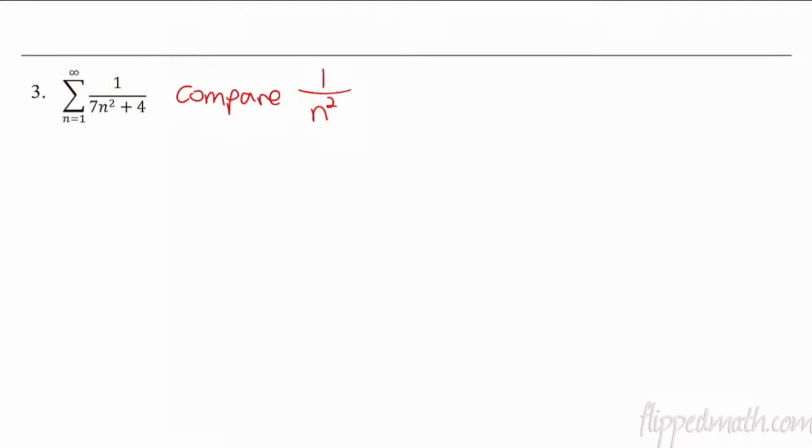And this here is a p series. So this is a p series, and the p is larger than 1. It's a 2. So therefore, this converges. So I know that this thing converges. So now let's compare them.